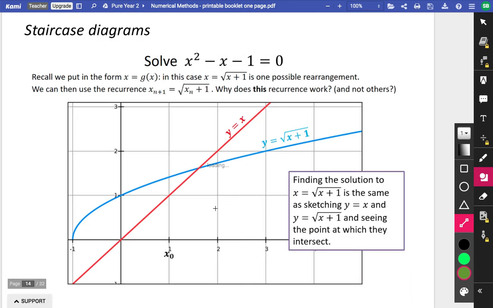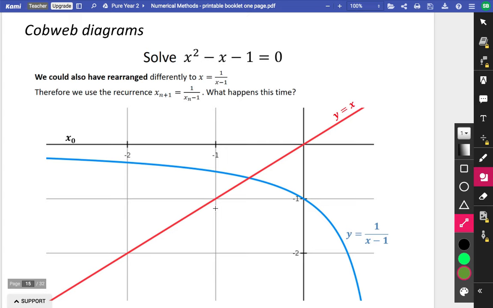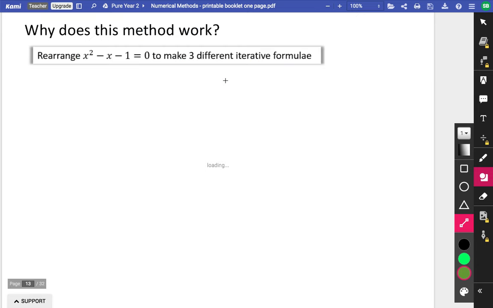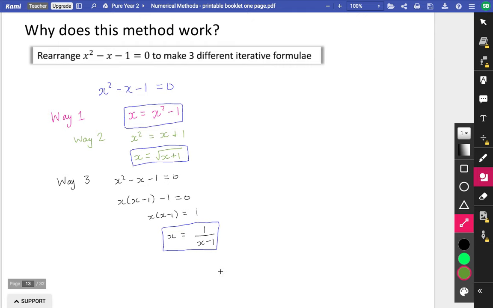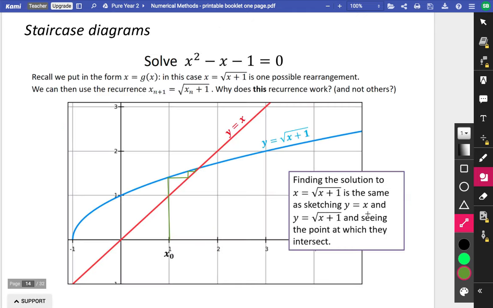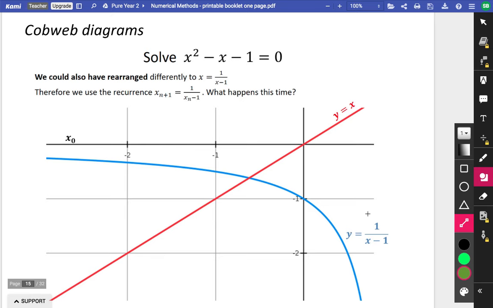Now, for the cobweb diagram, we have taken this equation and we have rearranged it in a different way to x equals 1 over x minus 1. Well, which one was this? It was the one that we did in black down here. So we're going to do the same thing that we had before. We're going to go to where x0 is. We're going to go straight down to the curve, and then we're going to find out what that y value is, and then we're going to find out what the x1 is that corresponds.